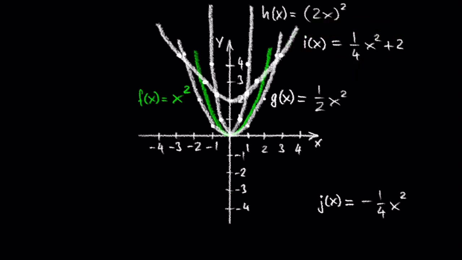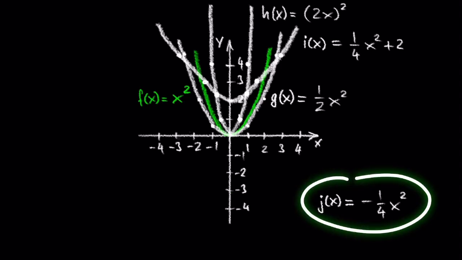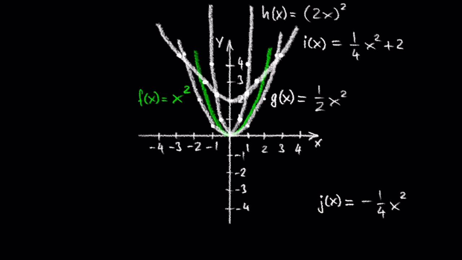Let's look at the last transformation. j of x equals negative 1/4 x squared. The negative sign reflects the graph about the x-axis. And the 1/4 is going to compress the graph. So the graph is going to look something like this.